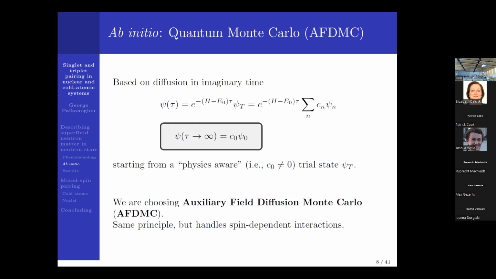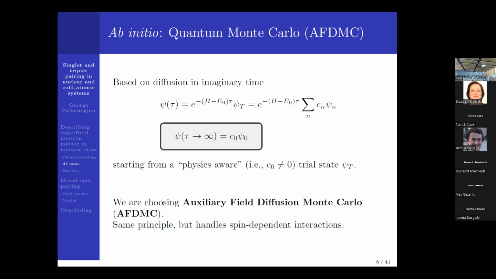Now there's a caveat to this, which is that my trial wave function is all very nice, but my trial wave function should be physics aware. In other words, it shouldn't be orthogonal to my ground state. Otherwise, this C0 coefficient will be 0, and I will never be able to project onto my ground state. What does that mean in simple terms? It means that my trial wave function should be a good qualitative description of my system. It should know about the physics that I'm looking for. This is one way that our phenomenology guides our diffusion Monte Carlo results.